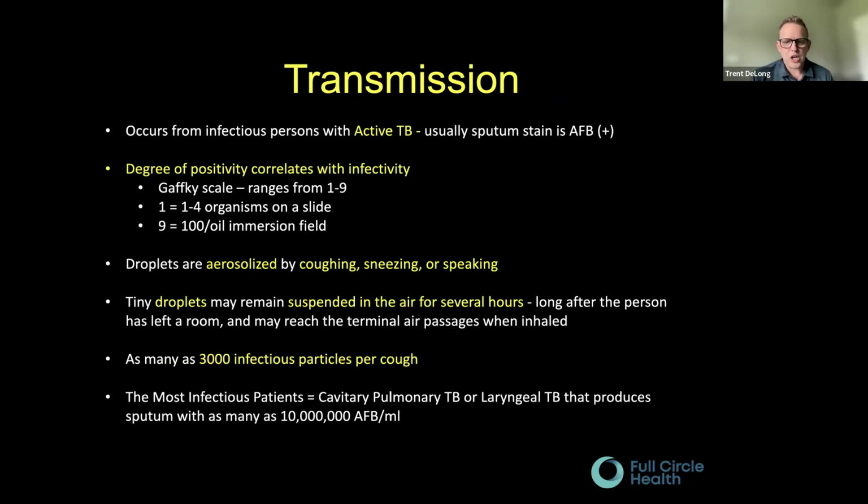Droplets are aerosolized by coughing, sneezing, and speaking, and these tiny droplets may remain suspended in the air for several hours, long after the person has left the room. And they may reach the terminal air passages when inhaled. As many as 3,000 infectious particles are expelled per cough. The most infectious patients are those with cavitary pulmonary TB or laryngeal TB, which produces sputum with as many as 10 million AFBs per milliliter of sputum.